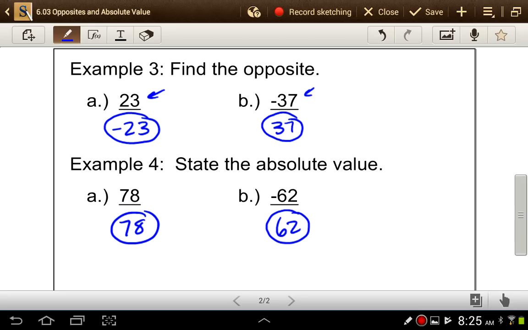Opposites, you have to think of opposite directions: one positive, one negative. Absolute value, distance away from 0.